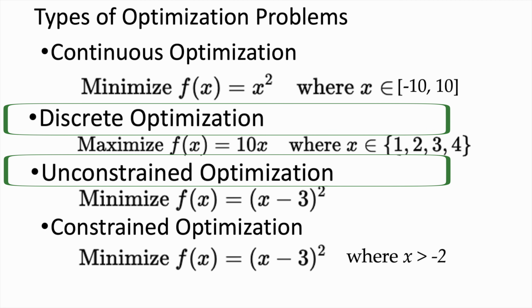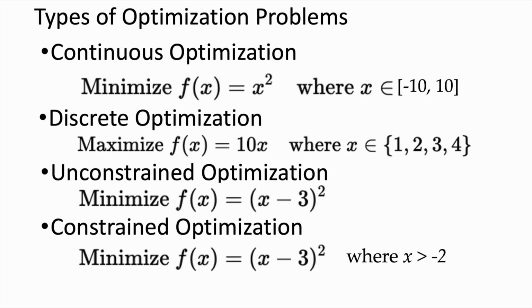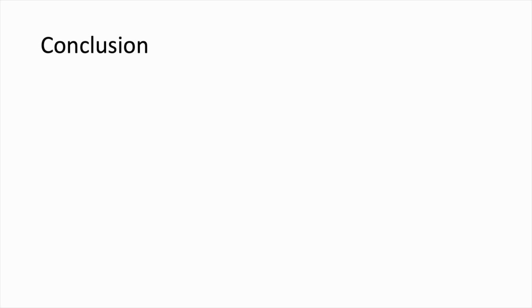These are just some of the important terms you'll come across in mathematical optimization. And that brings us to the end of this introduction to mathematical optimization. Whether the variables are continuous or discrete, constrained or not, optimization helps us make the best possible decisions.